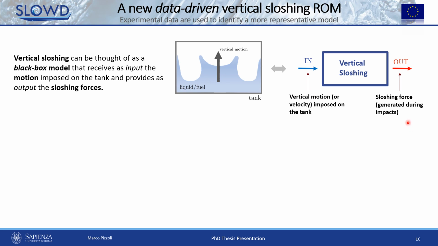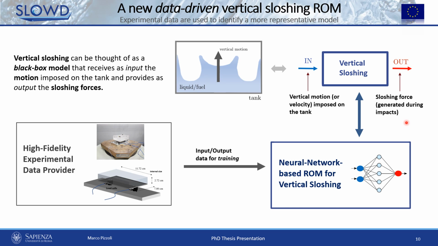And the new reduced order model is built by training a neural network with experimental input and output data measured directly in the experiments carried out for the energy characterization of sloshing, so the ones that we saw in the previous slides.